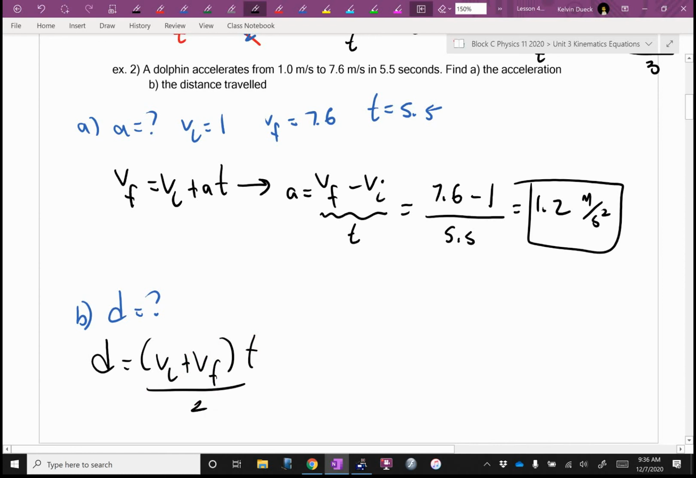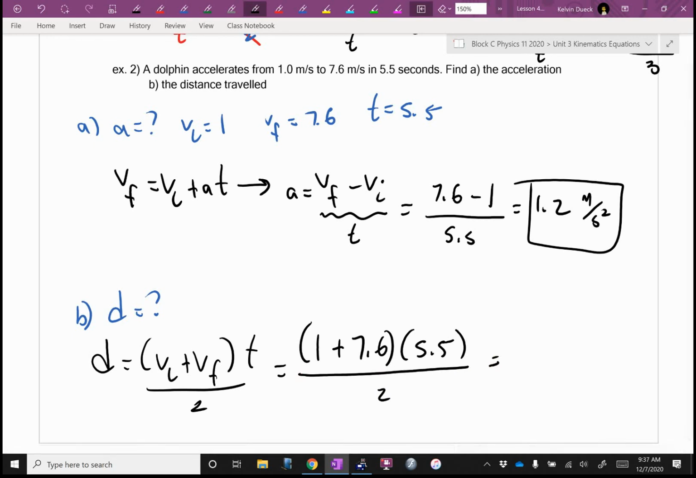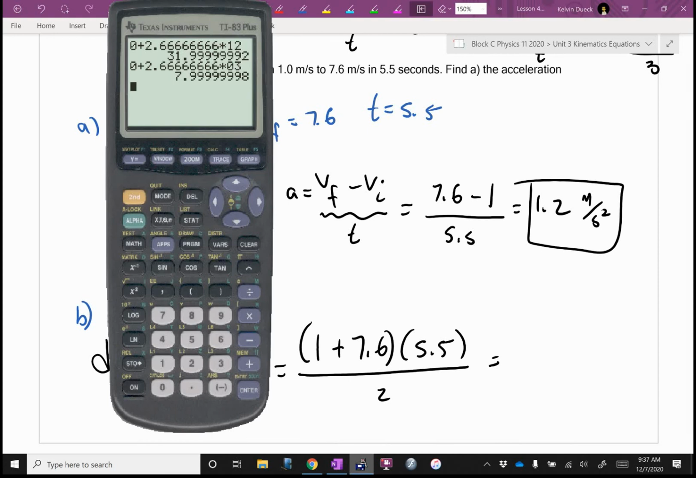I need to get the D by itself. Oh, hey, it already is! Plug and chug. VI is 1. VF is 7.6 times 5.5 all over 2. I'm definitely going to have a bracket around the top, and in the top, I'm also going to have a bracket. So I would go bracket, 1 plus 7.6, close off the mini bracket, times 5.5, close off the top, divided by 2.